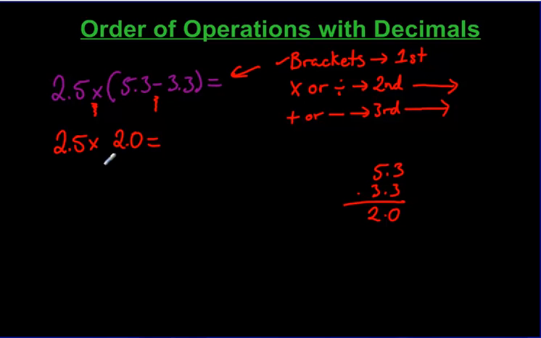Well, 2.5 times 2.0. I'll do my work here: 2.5 times, well, I'm just going to say 2, because 2.0 is the same as 2. 2 times 5 is 10, carry the 1, 2 times 2 is 4, plus 1 is 5, and I have 1 decimal place in the question, so 1 decimal place in the answer. Therefore, my answer is 5.0. And that's how I do order of operations.